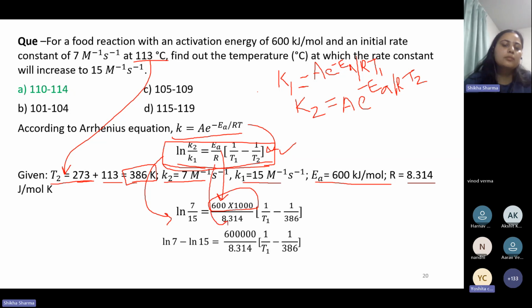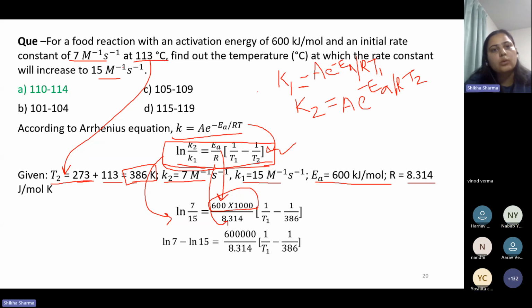Hello, ma'am, some doubts. According to the question, K1 is 7 mole inverse second inverse, but K2 is 15 mole inverse second inverse. I have some doubts. How is it possible? The initial rate constant is 7 mole inverse second inverse. Yes, please clear it. You are saying that 7 should be K1 and K2 is 15, right? This is your doubt. Yes, ma'am, because the initial rate constant is 7 mole inverse second inverse.